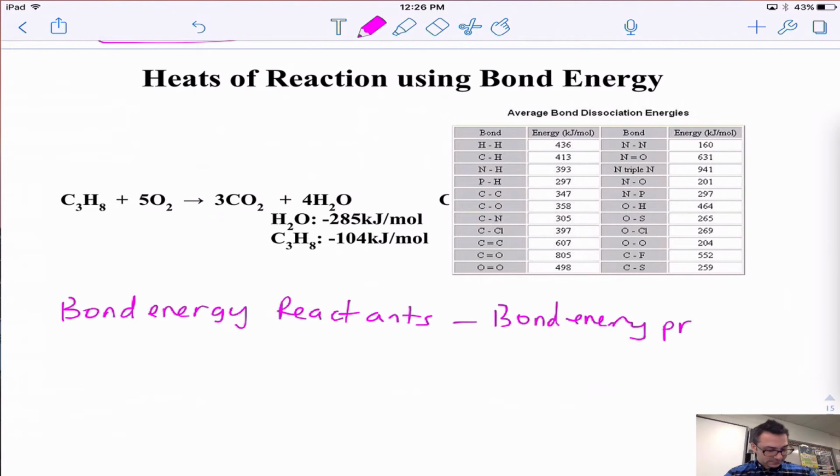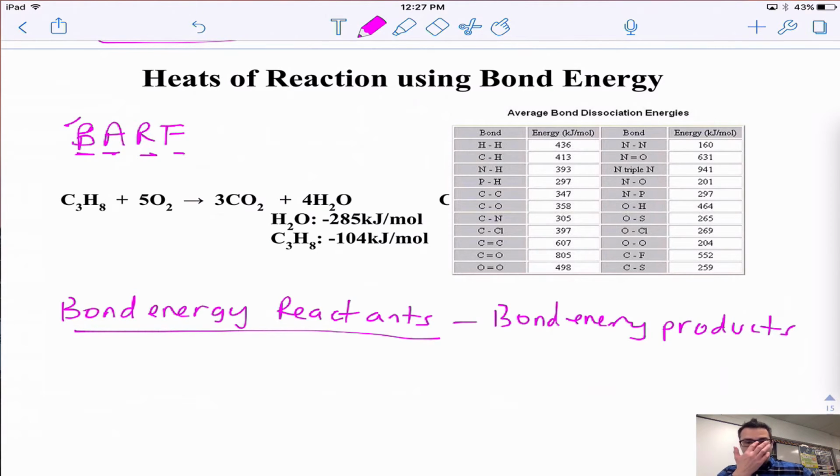of the products. Because if you remember, we had this way of remembering bond energy, BARF. Break a bond, you absorb energy, release energy when you form a bond. So the reactants, we are breaking those bonds, and the products, we are forming those bonds. And so we do the bond energy of the reactants minus the bond energy of the products. And this is different from when we do Hess's law, where we do delta H of the products minus the delta H of the reactants. So always keep that in mind.